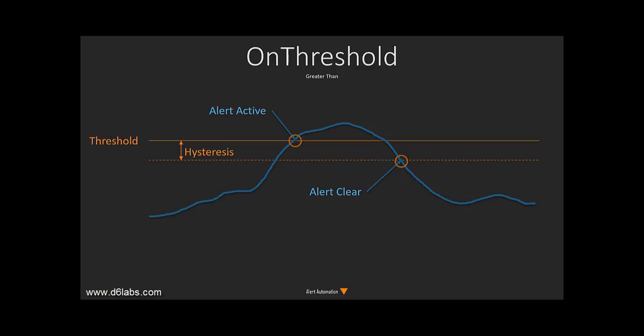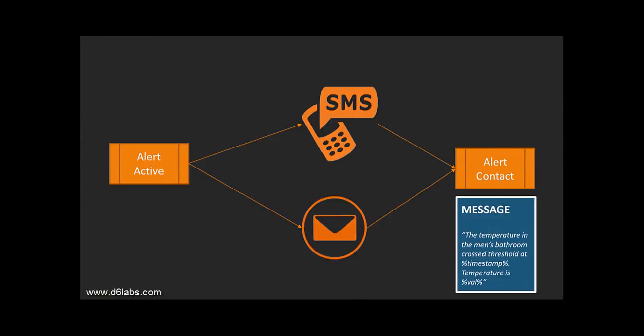For example, if an on-threshold alert were created with a condition of greater than, a threshold of 20, and a hysteresis of 2, the alert would become active if the current value exceeds 20 and would reset when the current value goes below 18. Alert actions specify what is to happen when an alert becomes active.